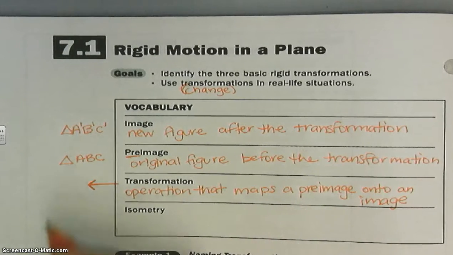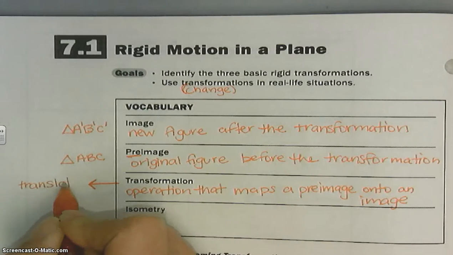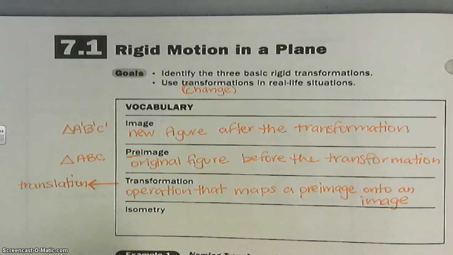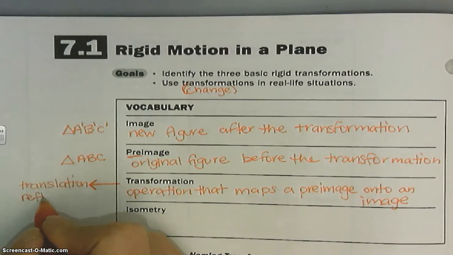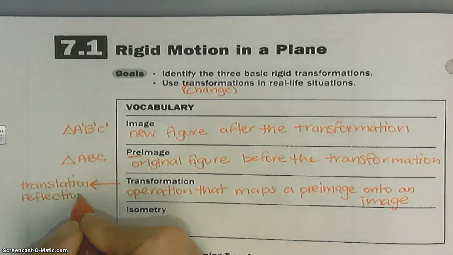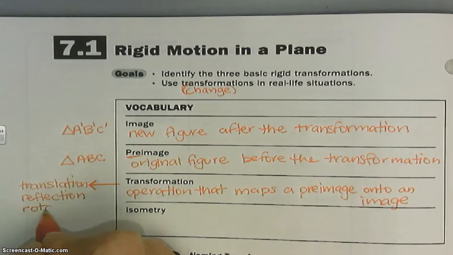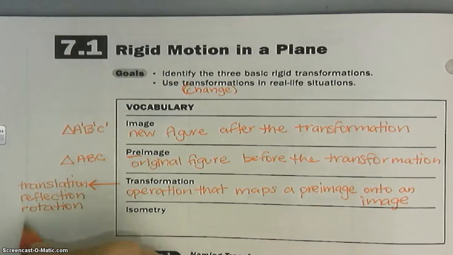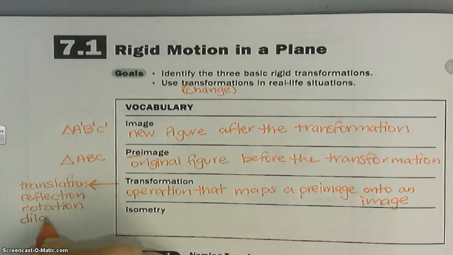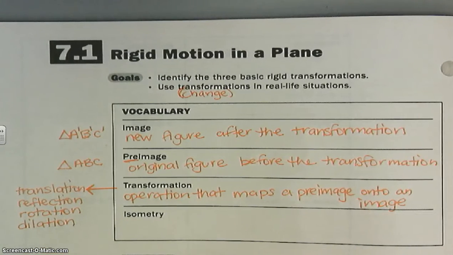We talked about one of them already, and that's a translation, which is a slide. That's one way we can change shapes. Another way we can change shapes is a reflection. We can flip it over a line. You can also rotate a shape. And you can change the size of a shape. We call that dilation, to make a shape bigger or smaller. These are the 4 transformations that we are going to be talking about in this chapter and in the next chapter.